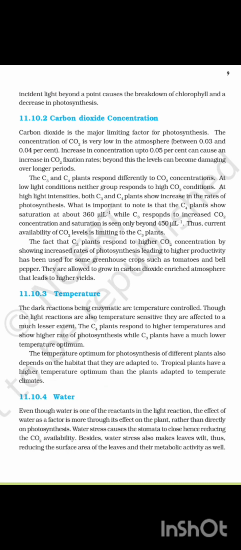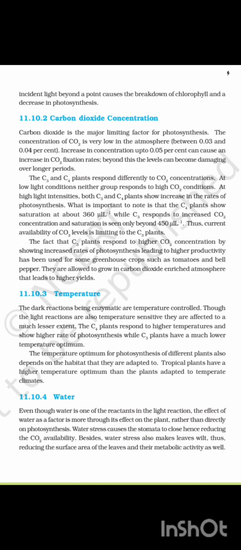11.10.4 Water. Even though water is one of the most important reactants in the light reaction, the effect of water as a factor is more through its effect on the plant rather than directly on photosynthesis. Water stress causes the stomata to close, hence reducing the CO2 availability. Besides, water stress also makes the leaves wilt, thus reducing the surface area of the leaves and the metabolic activity as well.